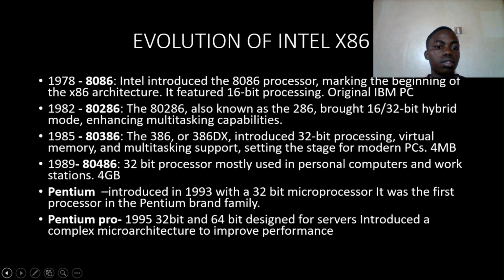Look at the 486. It was also referred to as the 486 processor. It was also a 32-bit processor, which was being used in personal computers and at workstations. It had a storage of 4 GB.